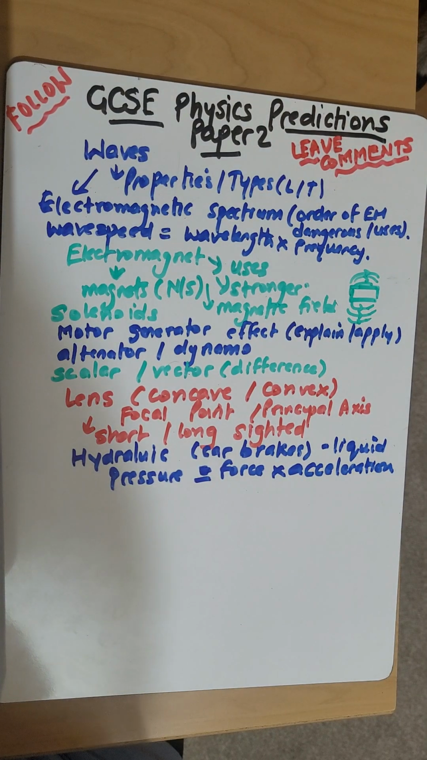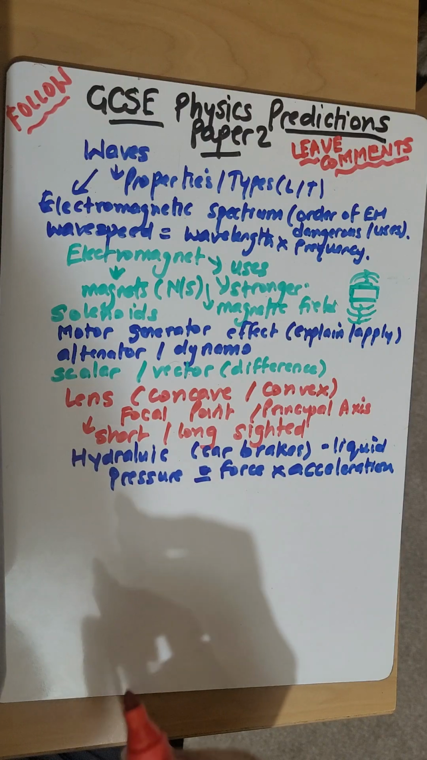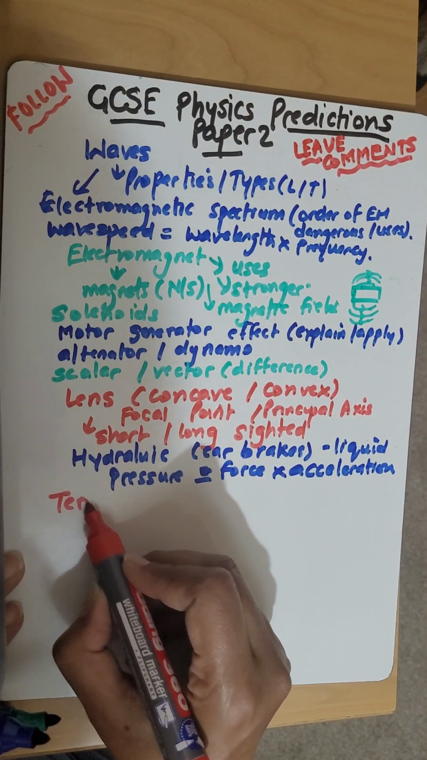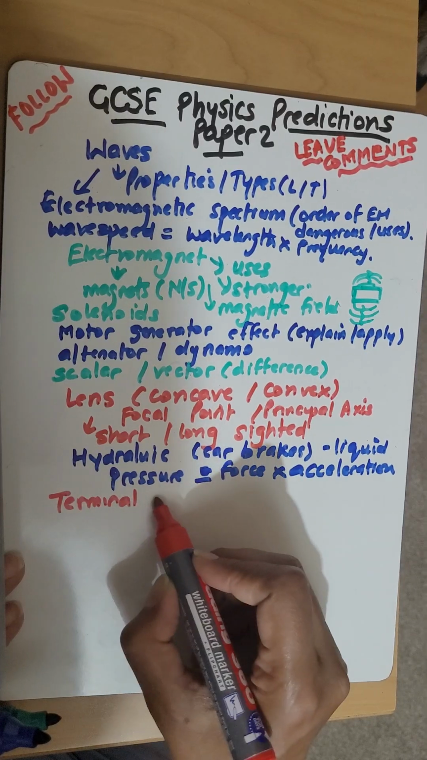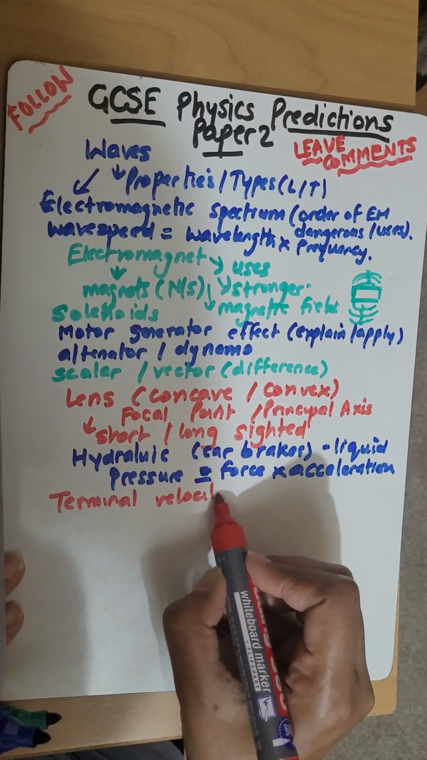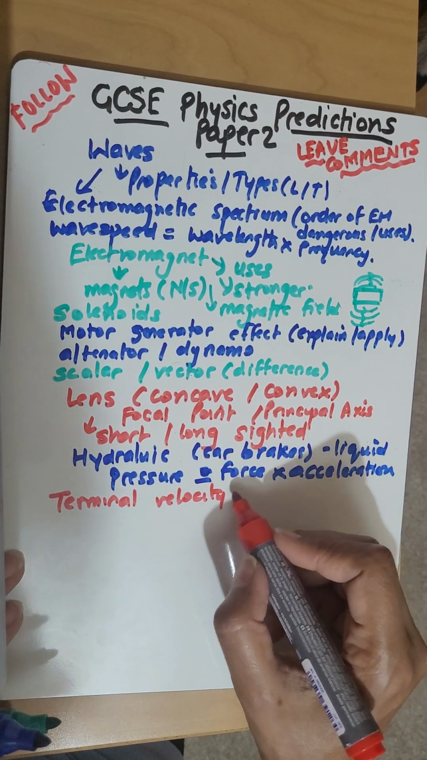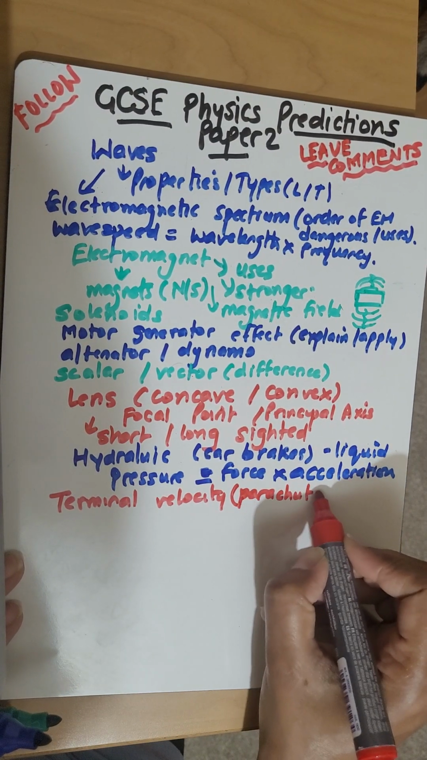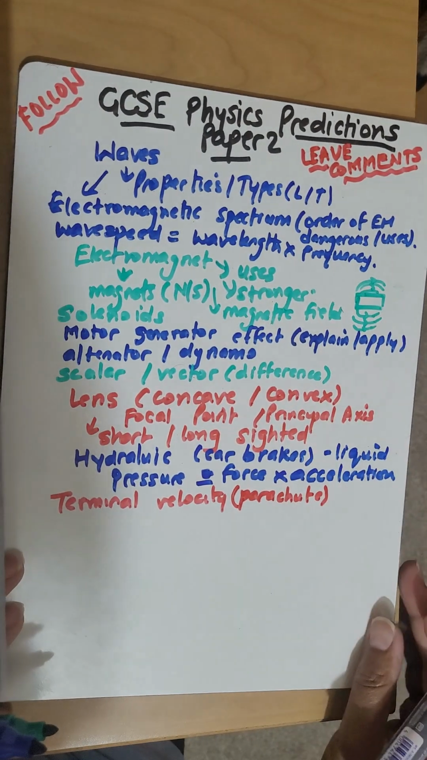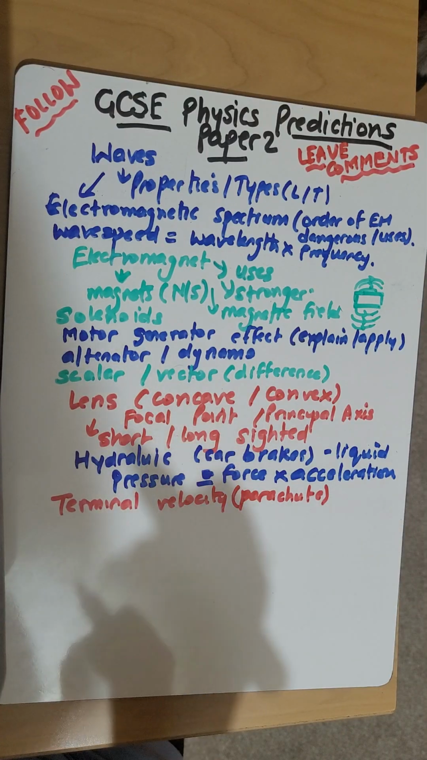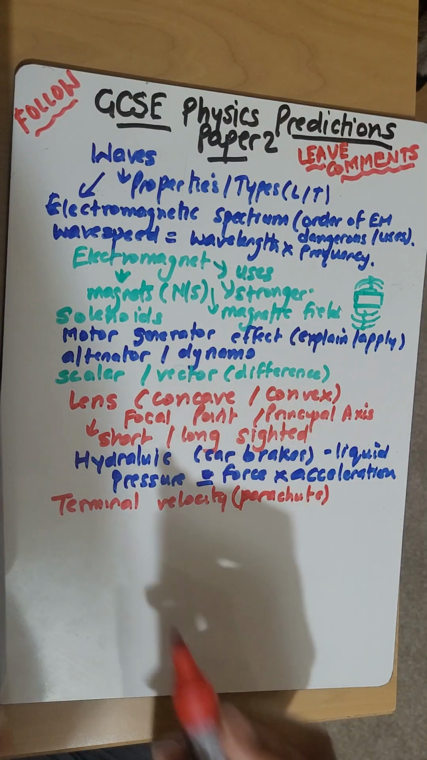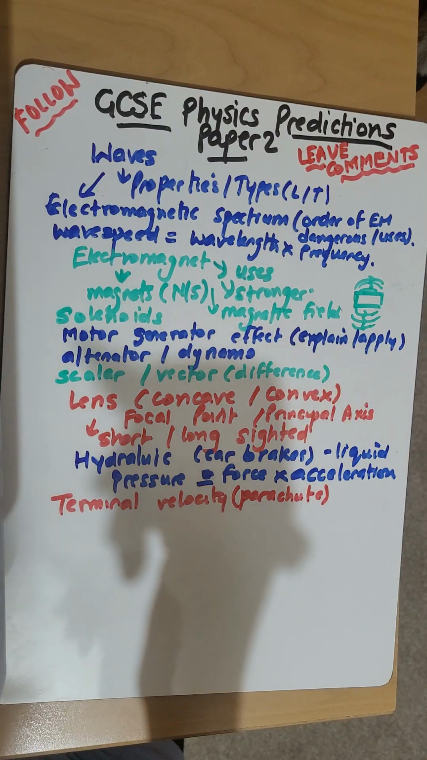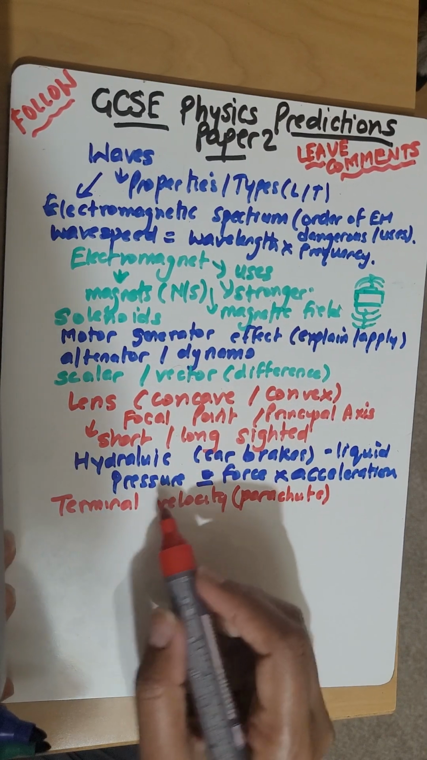Then we've got terminal velocity. You always get like a 6-mark question on terminal velocity of a parachute landing. So all the different stages, the forces will be upwards gravity and the weight, and you reach a terminal velocity every time you equate the upward and the downward force.